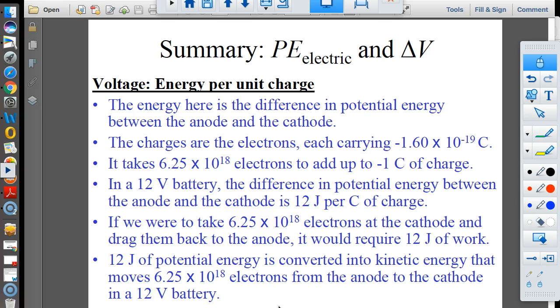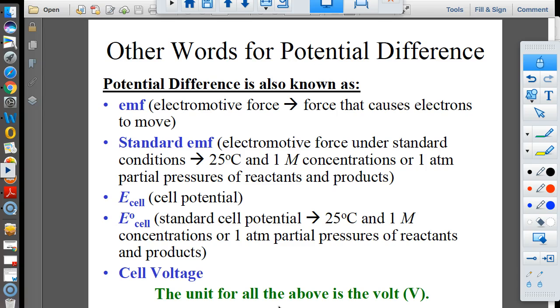So all this is voltage. Basically, we're going to be dealing with voltage. The driving force that causes those electrons to move is the electromotive force, EMF. That's E with the little knot symbol, standard electrical cell potential. This is what we're going to be working toward.